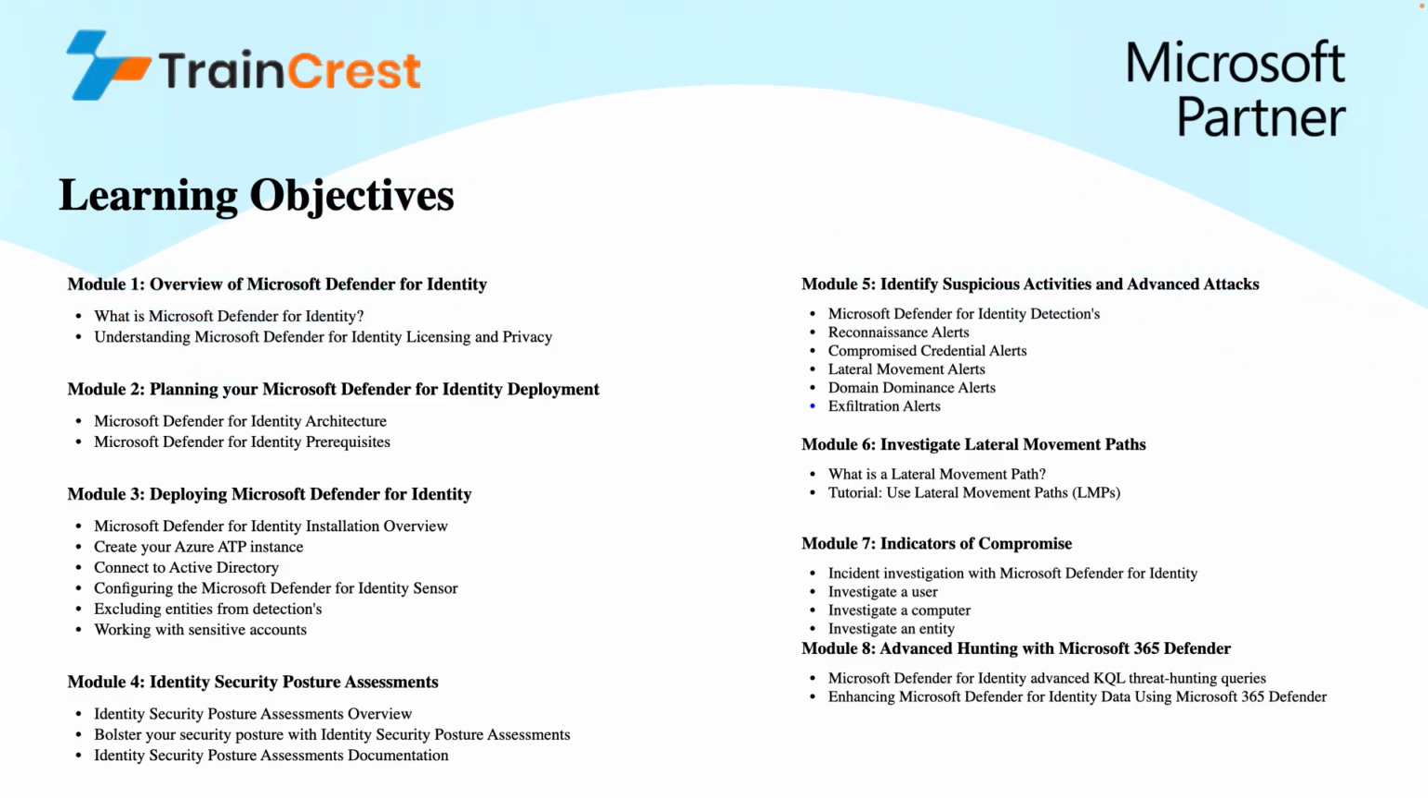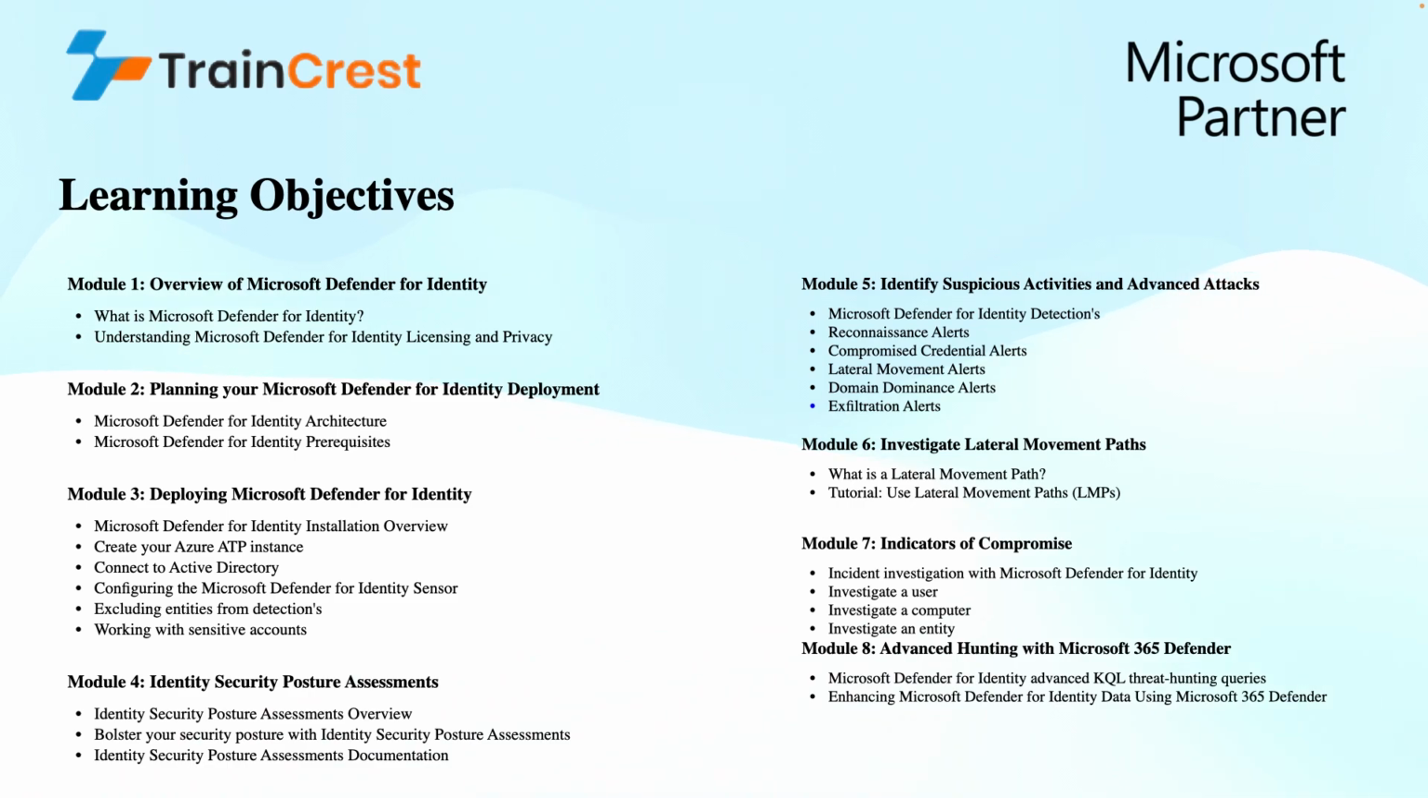Module 3 is about deploying Microsoft Defender for Identity, where I will talk about Microsoft Defender for Identity installation, creating your Azure ATP instance, the Azure Threat Protection, which was the name of this service, connect to Active Directory, configure the Microsoft Defender for Identity sensors, the agents which collect and send the data to the Defender for Identity service, excluding entities from detections, working with sensitive accounts.